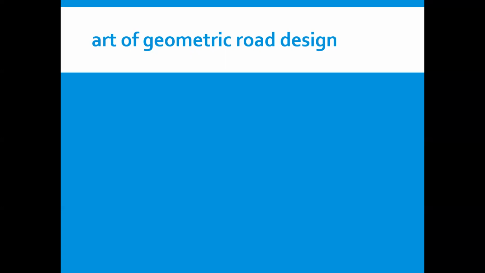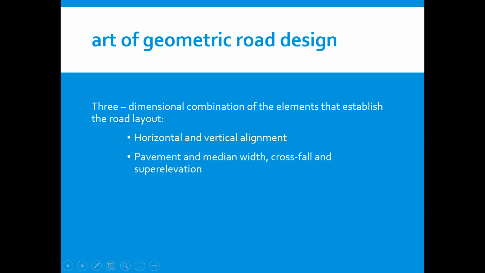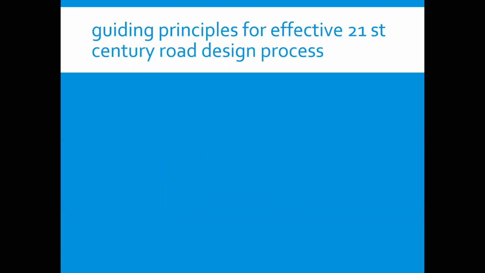The art of geometric road design, what is it? It is a three-dimensional combination of the elements that establish the road layout: horizontal and vertical geometry, pavement and median widths, crossfalls and superelevations, pavement types, and intersection forms.